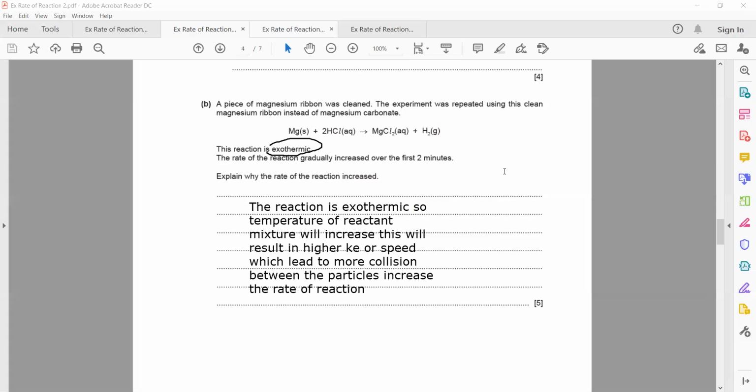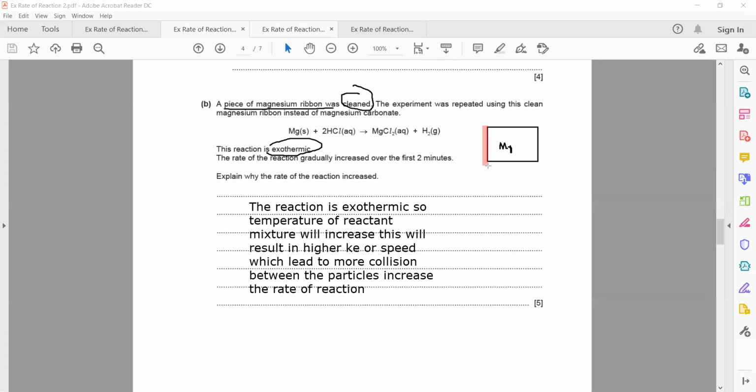Afif, why can you not say magnesium was covered with an oxide layer, so it was unreactive in the beginning? Because they mention a piece of magnesium ribbon was cleaned. What does it mean? It means that you remove the oxide layer on the surface. Normally, a piece of magnesium can react with oxygen in the atmosphere and develop an oxide layer.